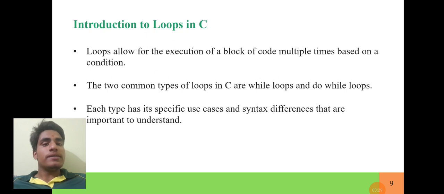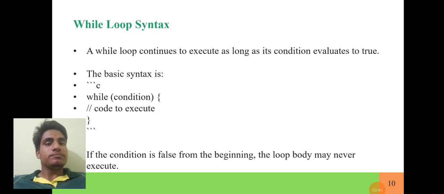Introduction to loops in C. Loops allow for the execution of a block of code multiple times based on a condition. The two common types of loops in C are while loop and do while loop. Each type has its specific use cases and syntax differences that are important to understand.